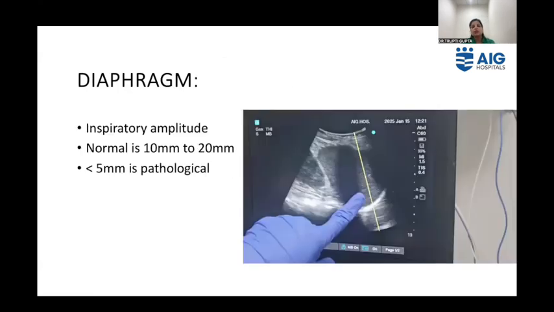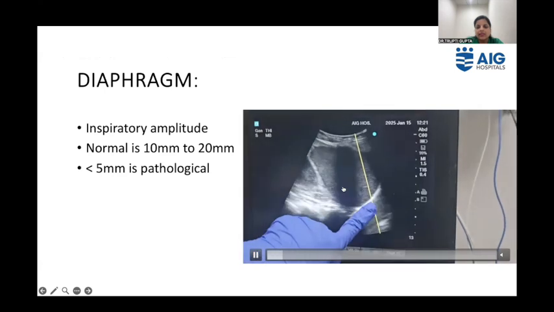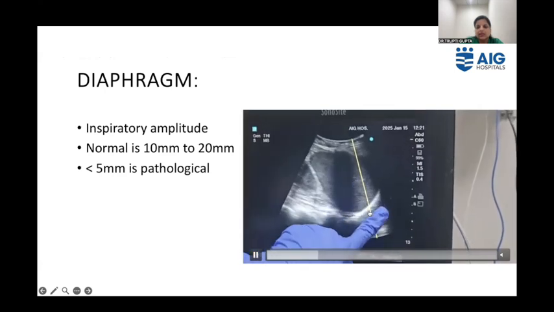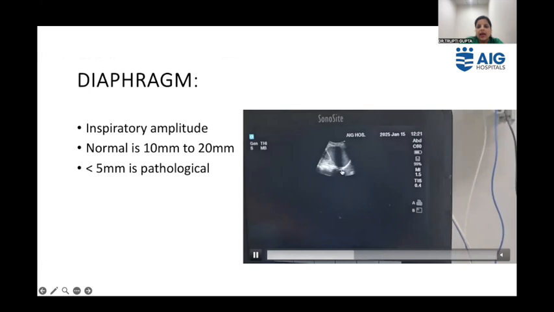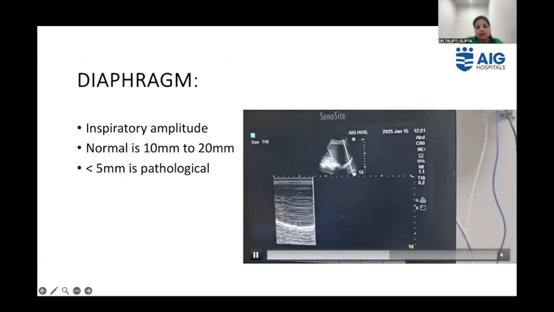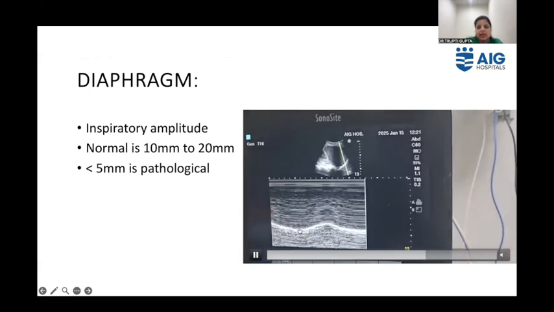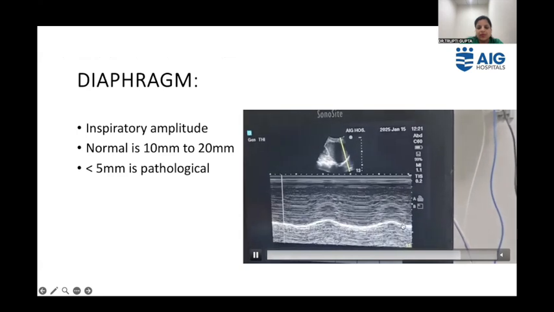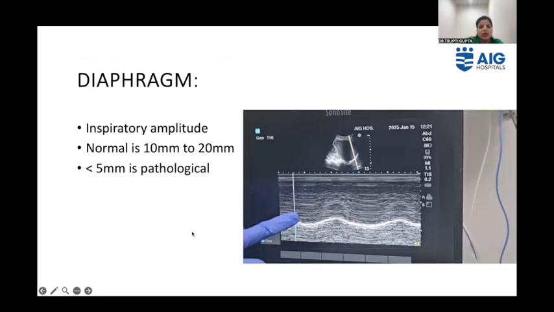So lung ultrasound is never completed without the examination of the diaphragm. Here we should always identify three structures. As we can see here, this is the liver, this is the diaphragm, and this is the lung. I have put the M mode on the diaphragm, and now I'm seeing the inspiratory amplitude of the patient. Normal inspiratory amplitude is 10 mm to 20 mm. If the patient's inspiratory amplitude is less than 5 mm, it is pathological.